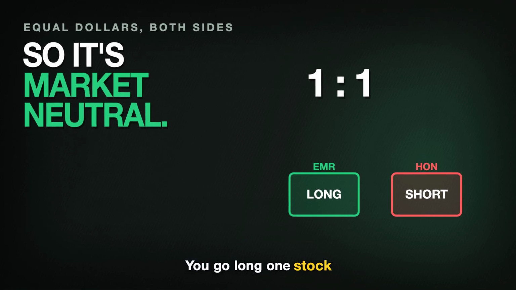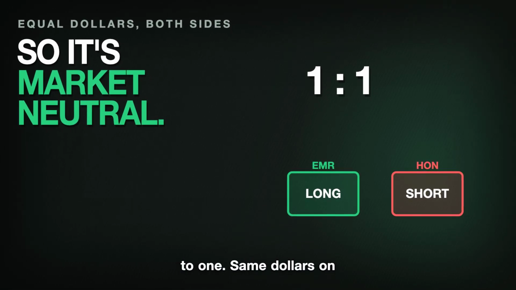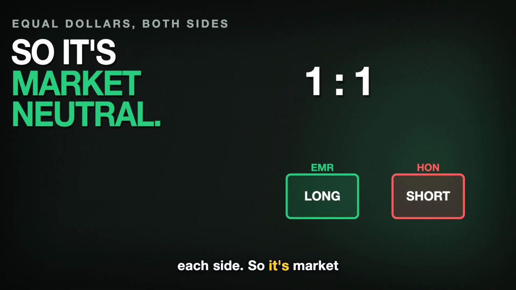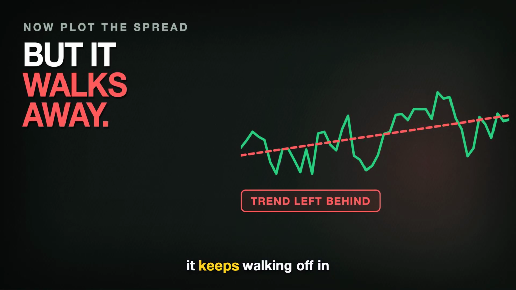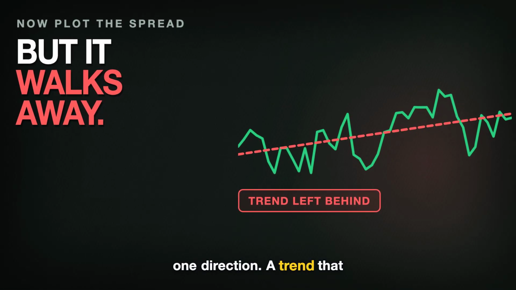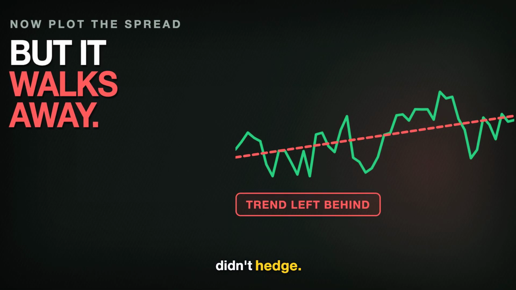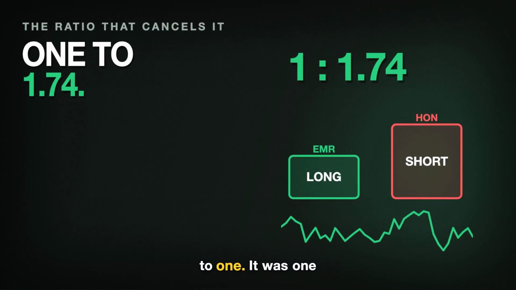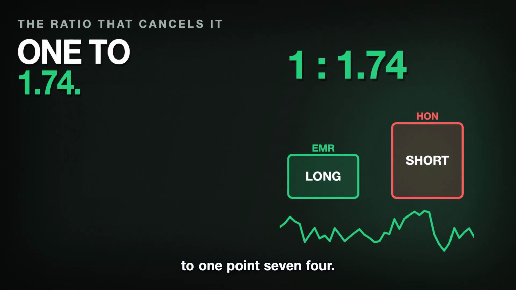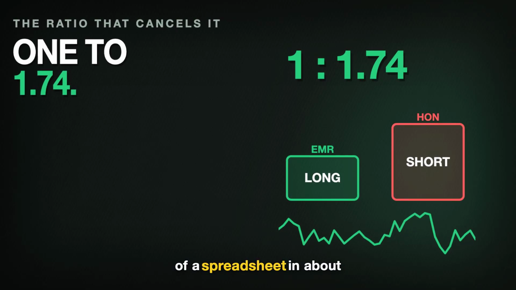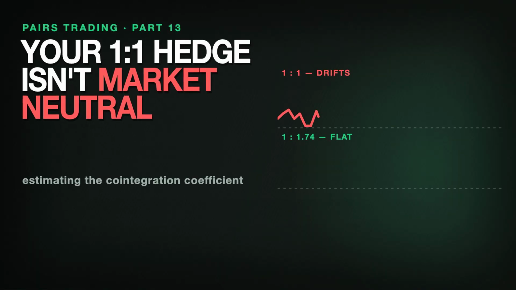You go long one stock and short the other, 1-to-1. Same dollars on each side, so it's market neutral. But plot the spread and it keeps walking off in one direction. A trend that stays is a trend you didn't hedge. The real ratio wasn't 1-to-1, it was 1-to-1.74, and that number comes out of a spreadsheet in about 30 seconds.